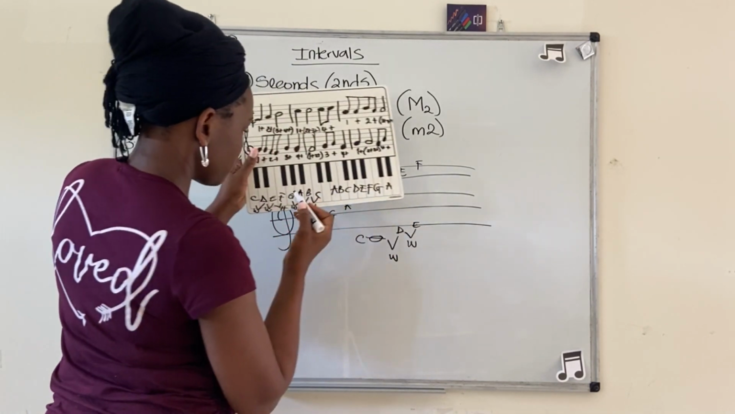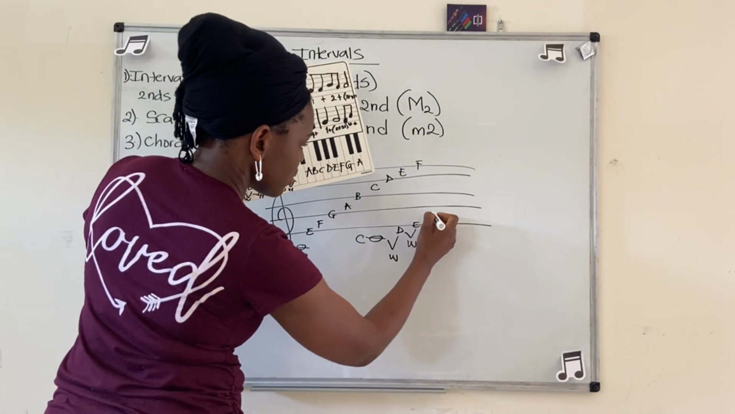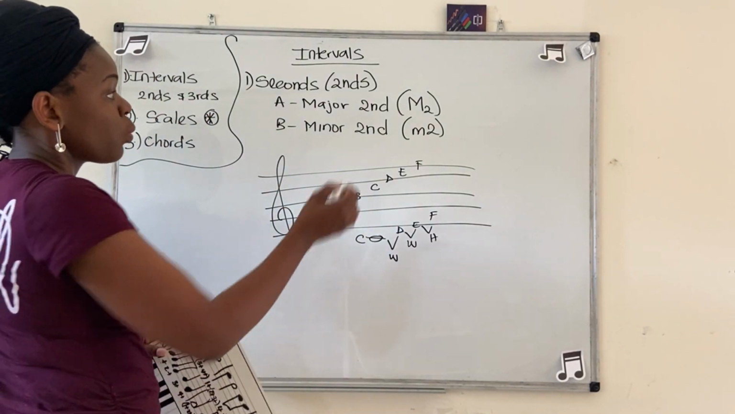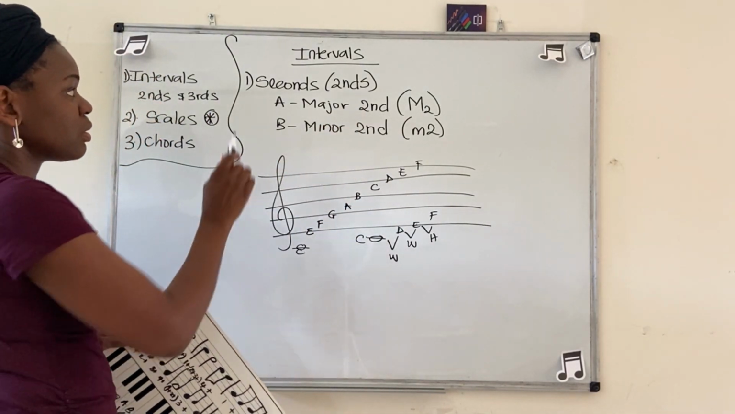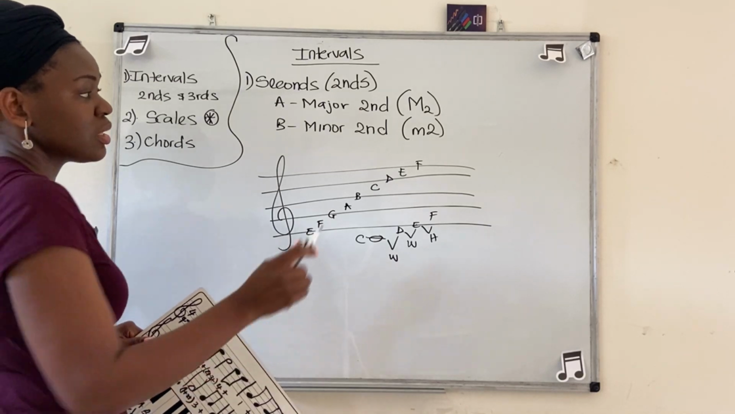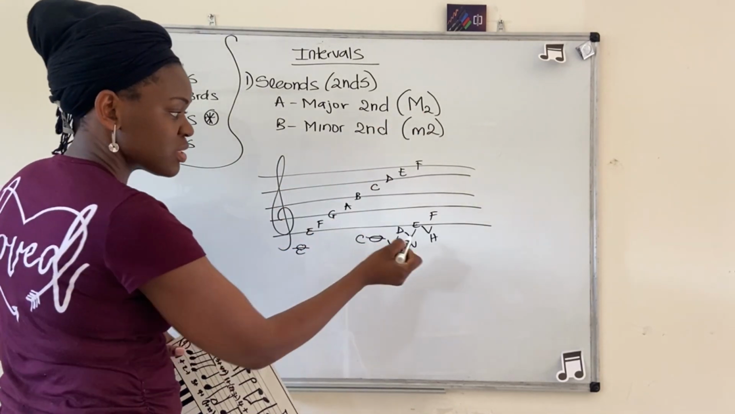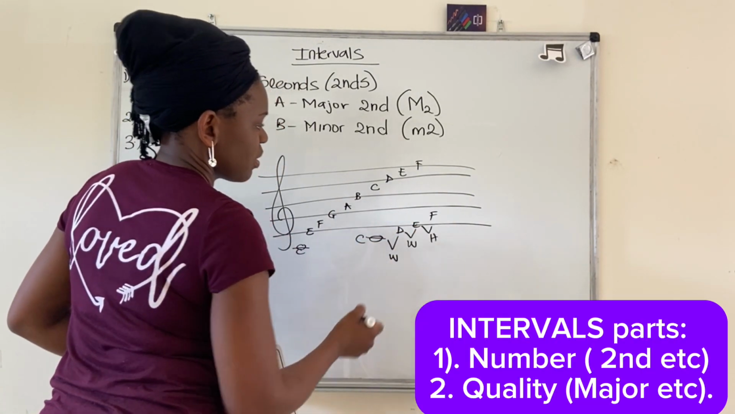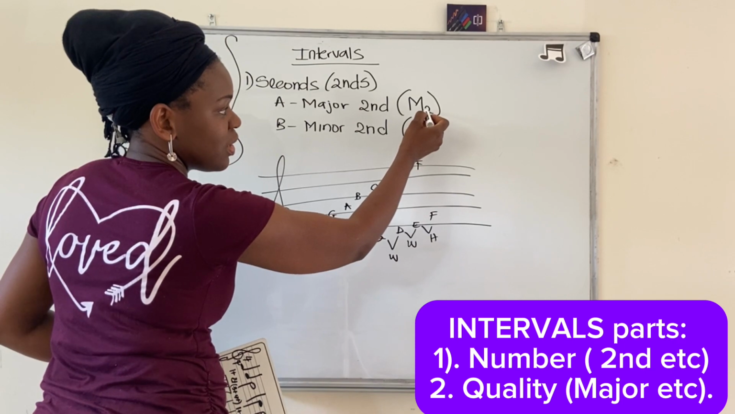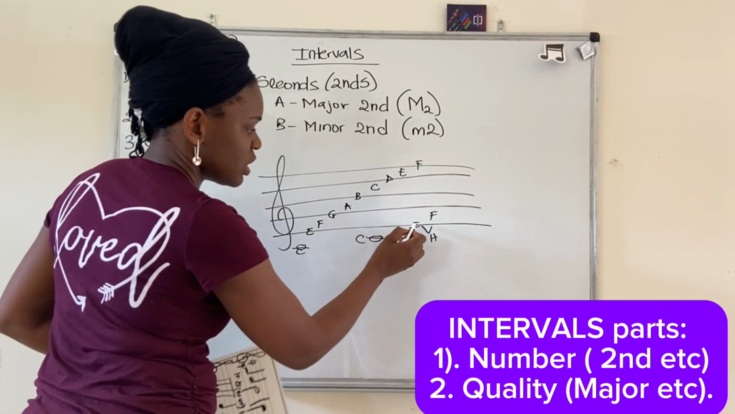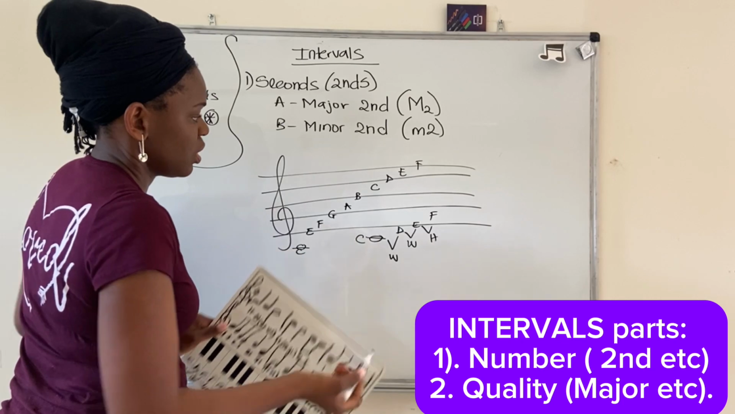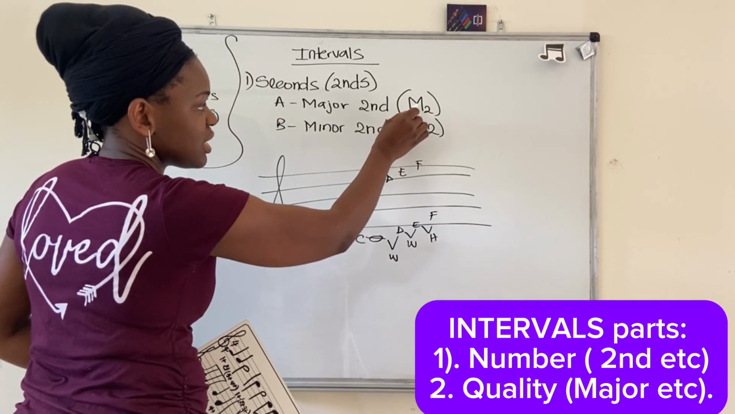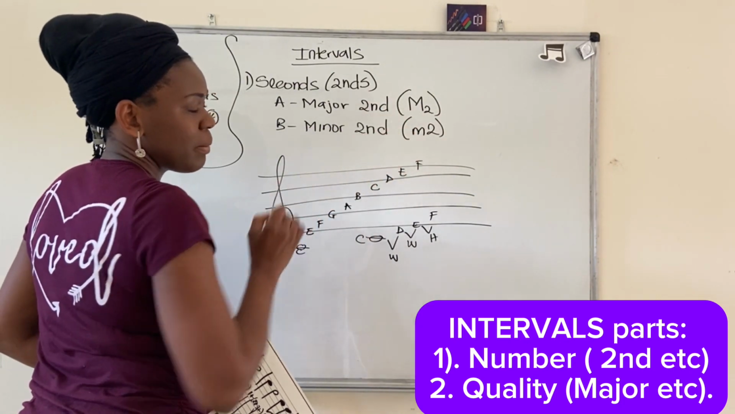And now moving from E to F is a half step. When we start naming intervals, we are looking at the number, the letters. How many letters do we have there? We have E and F. So it's going to be our 2 because it's between two adjacent letters. So this is 2. Now we have to see, is it a major second or a minor second?